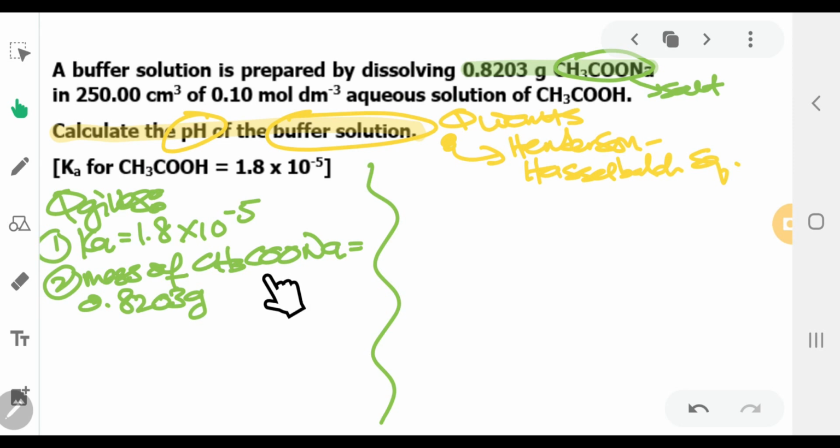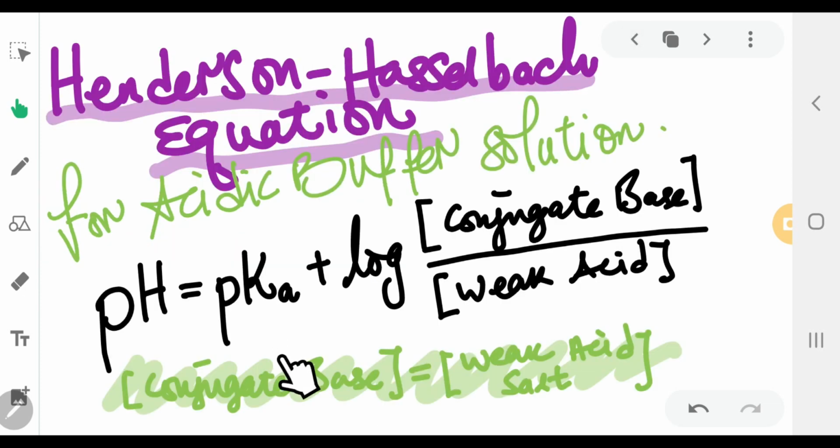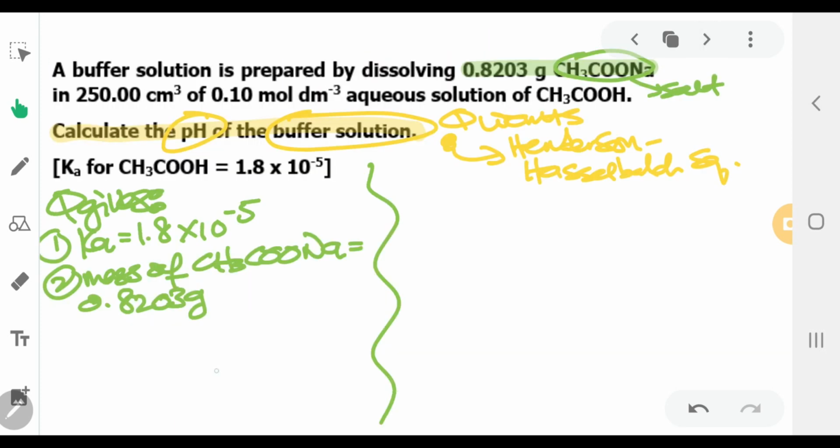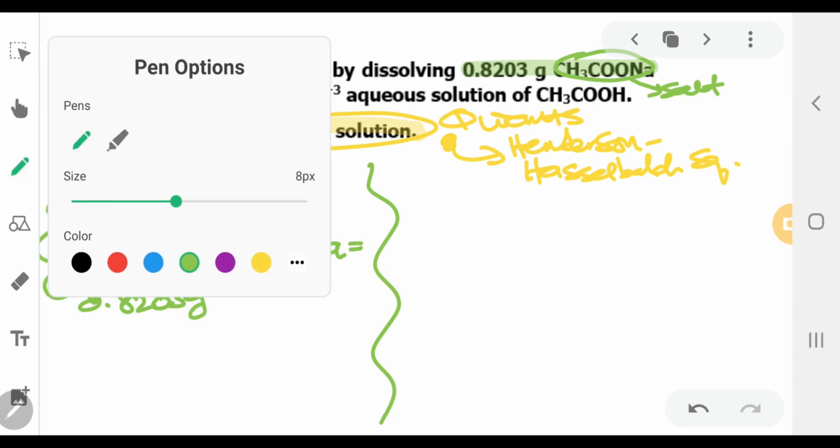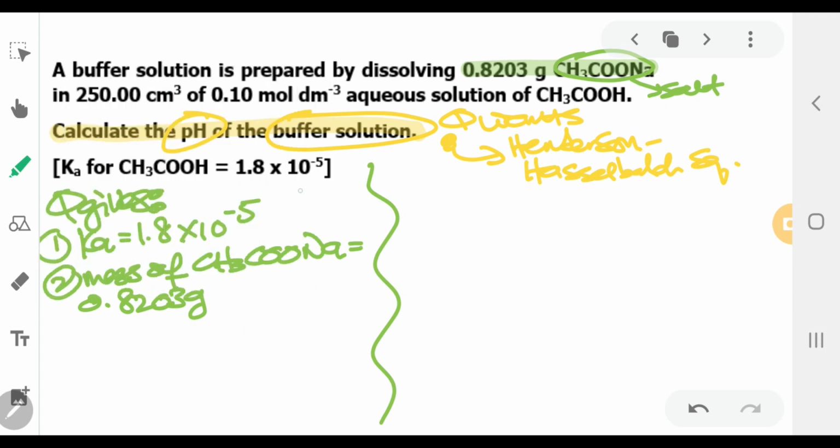Now, from the mass of salt given here, we can work out the number of moles of this salt, and thus we can also find the number of moles of the conjugate base. Remember, the concentration of the conjugate base will be the same as the concentration of the weak acid salt. Therefore, the number of moles of the weak acid salt will be the same as the number of moles of the conjugate base. So we're going to work out the number of moles of salt using this information later on.